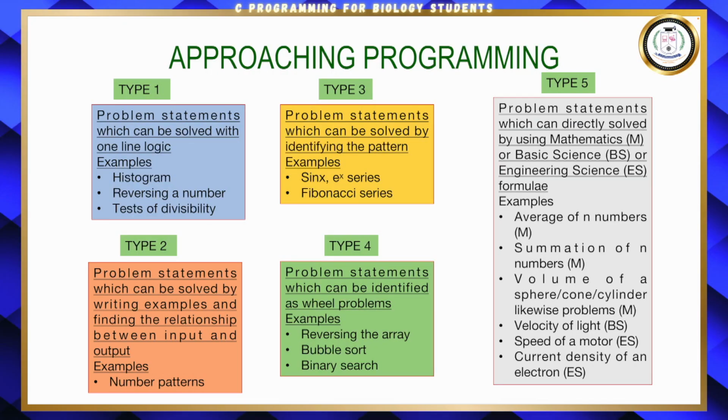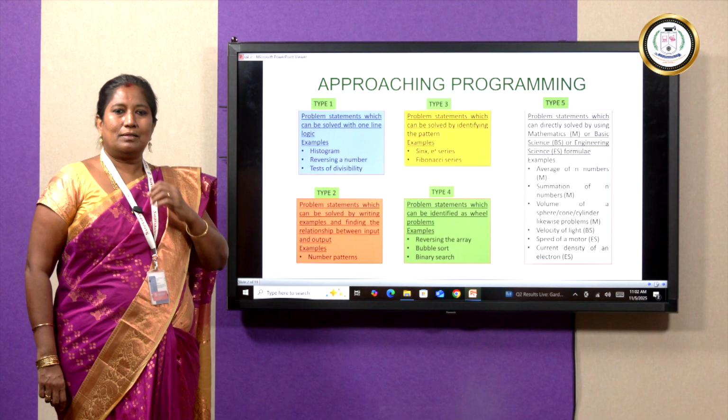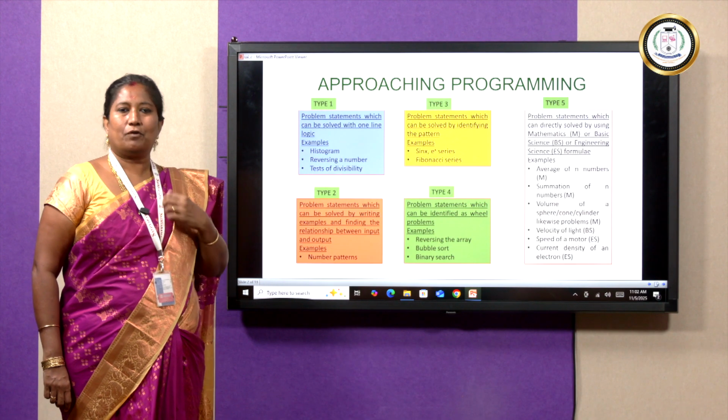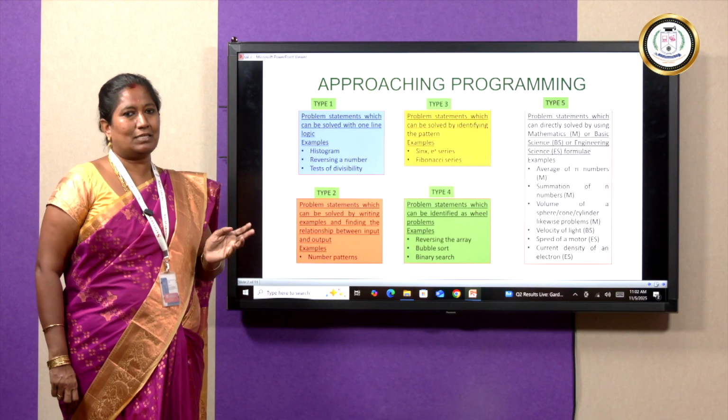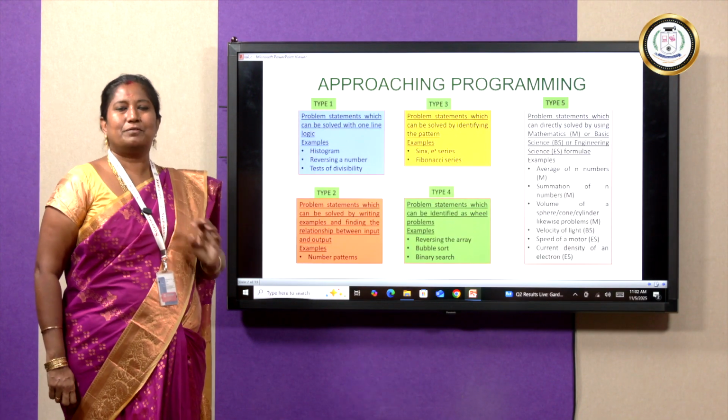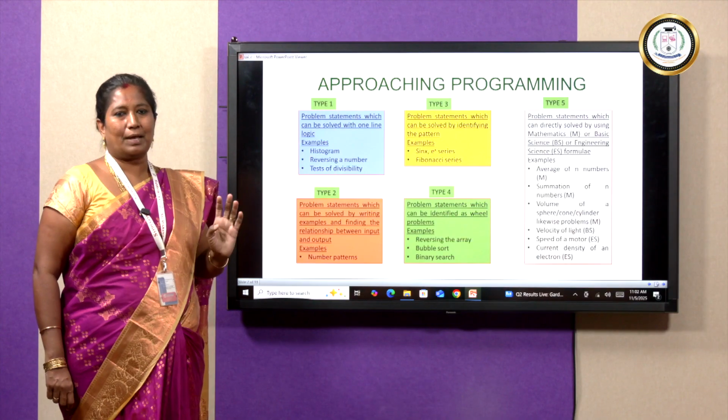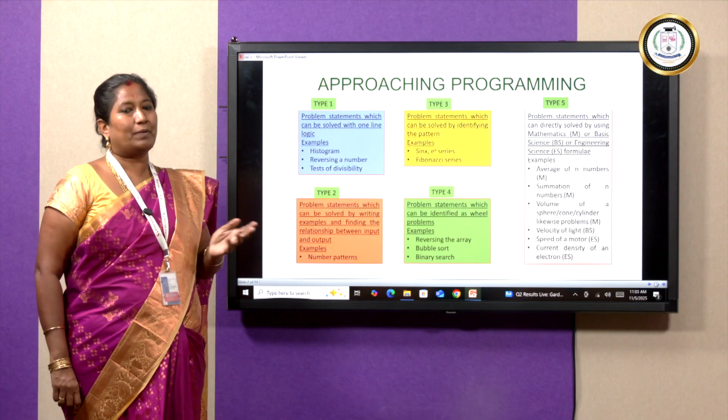Then next you have type 4 in which the logic is available. I will be calling these wheel programs, which means that the programs are the same. Even for me, for my grandchildren or whatever, the programs are always the same. We need not change the logic. We need not reinvent the wheel. First, we have to identify these are the wheel programs and we will be using these programs wherever we want to.